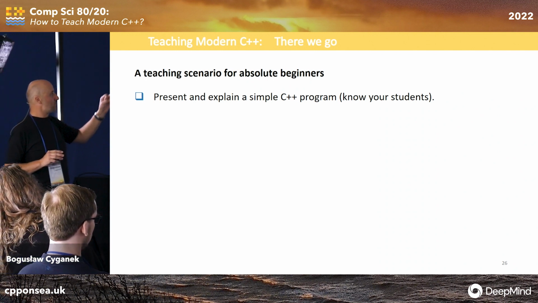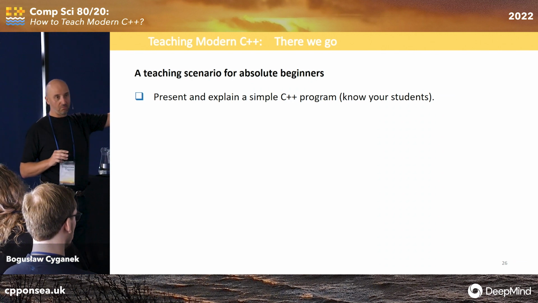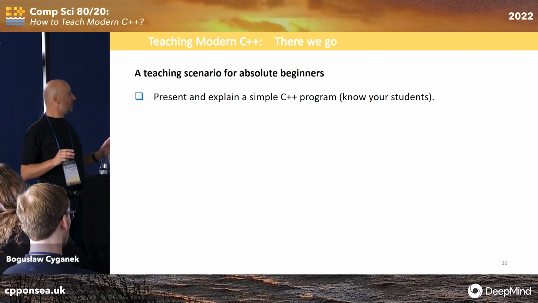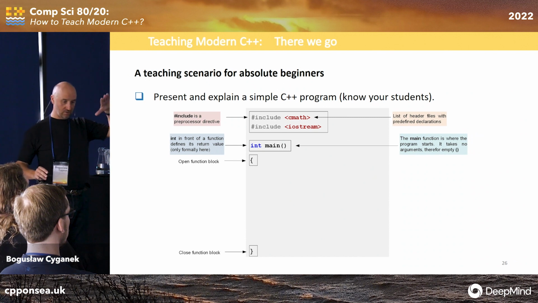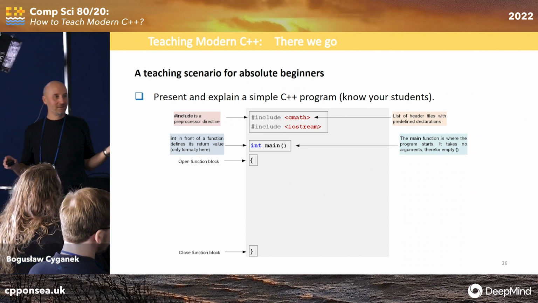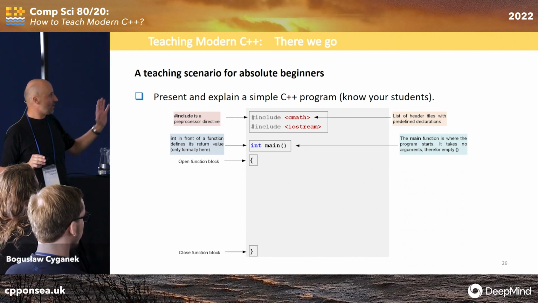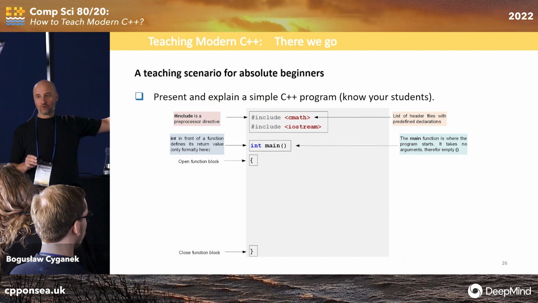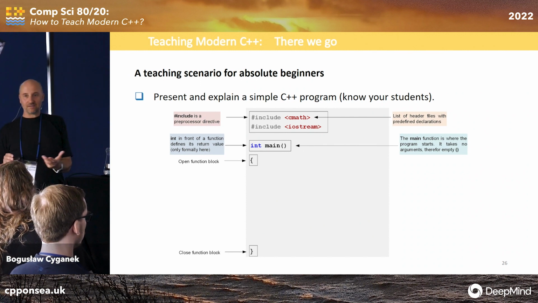Present and explain a simple C++ program. Remember, we are in the group of absolute beginners. So what we usually do is start with such a, let's say, boilerplate, or I don't know, main. Okay, this is your program. You can compile it. You can test your installation.